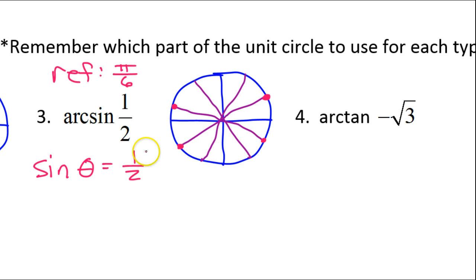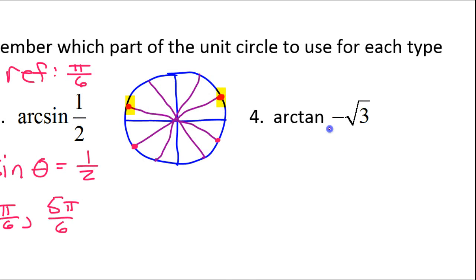See how this is a positive 1/2? So we need the 2 that are positive. The sine function is a y value, so it's going to be positive above the x-axis. So these are the 2 angles that I really want. Now one of them is pi over 6, but the other one is 2, 3, 4, 5 pi over 6. Okay, let's do it again for number 4.